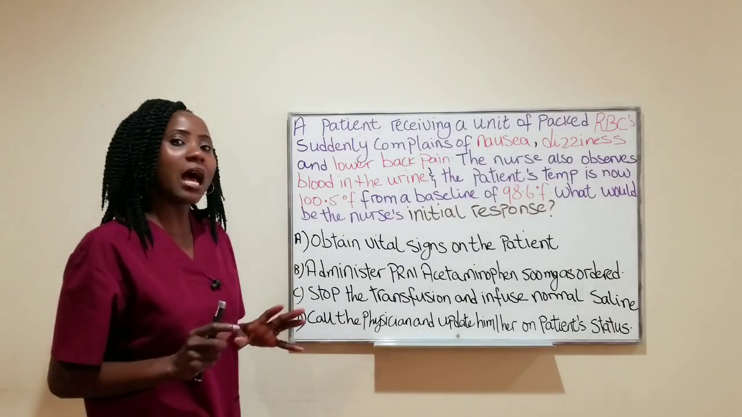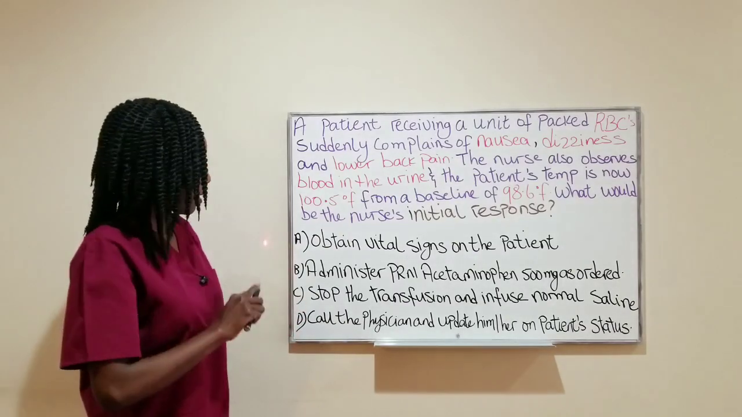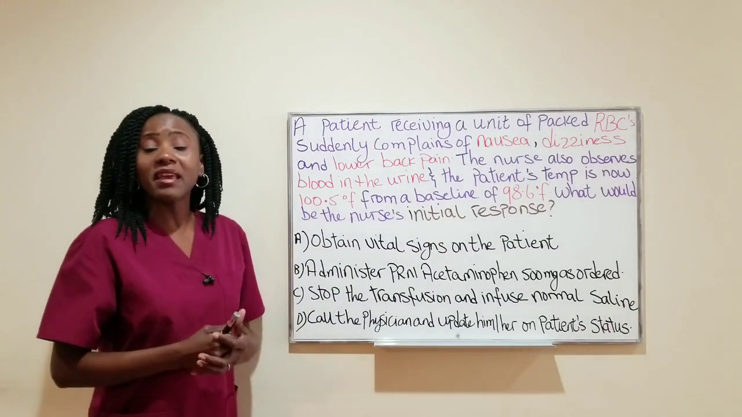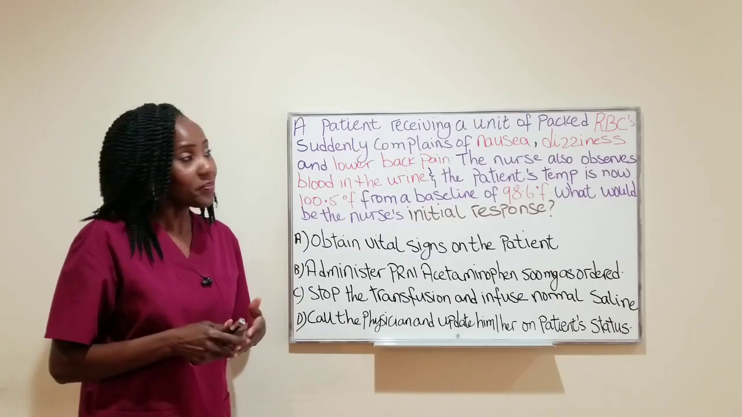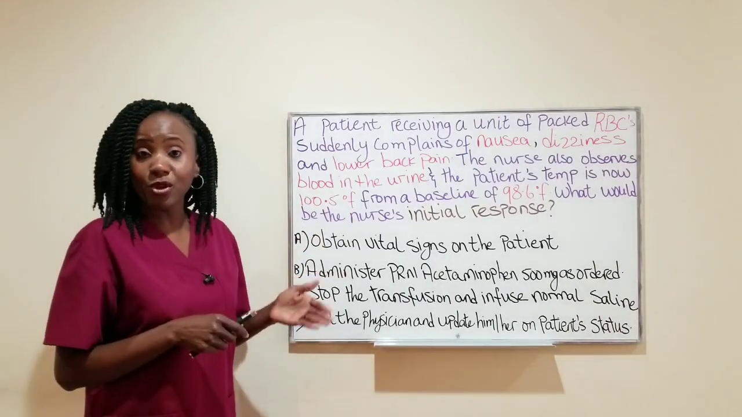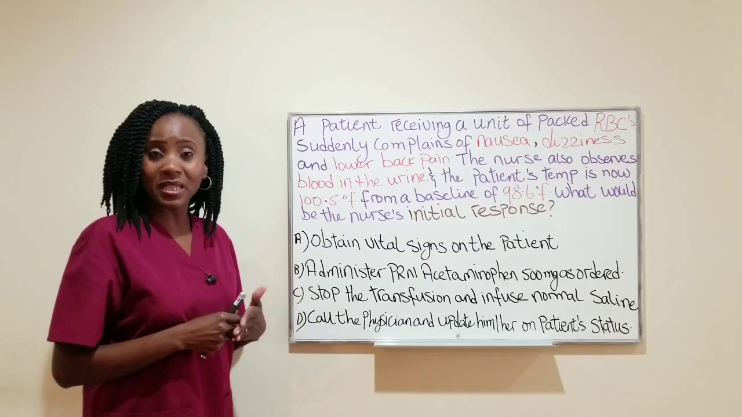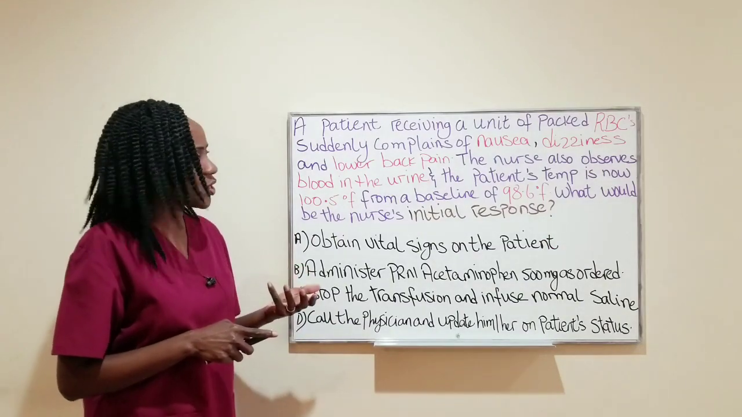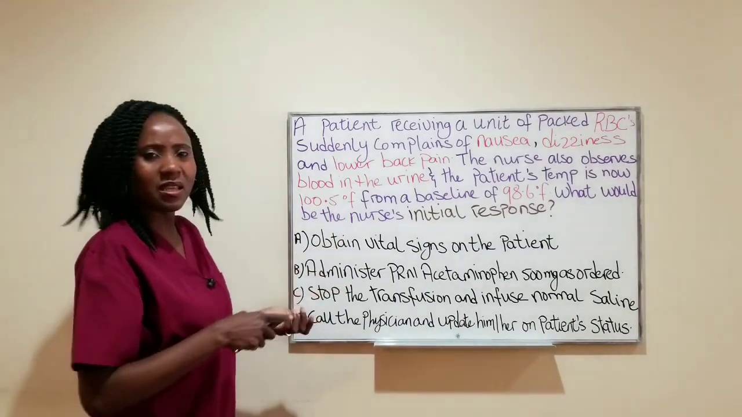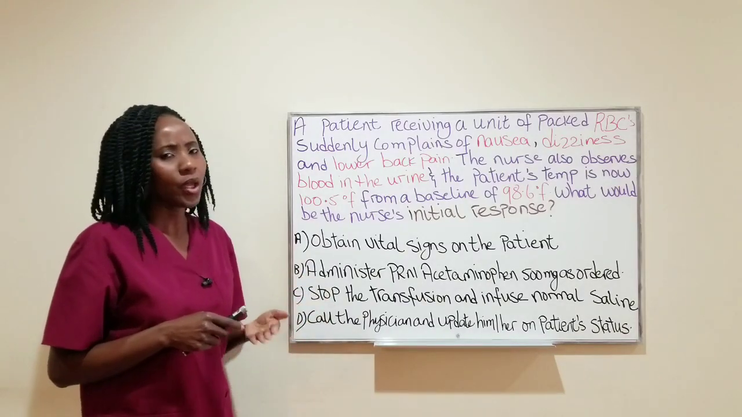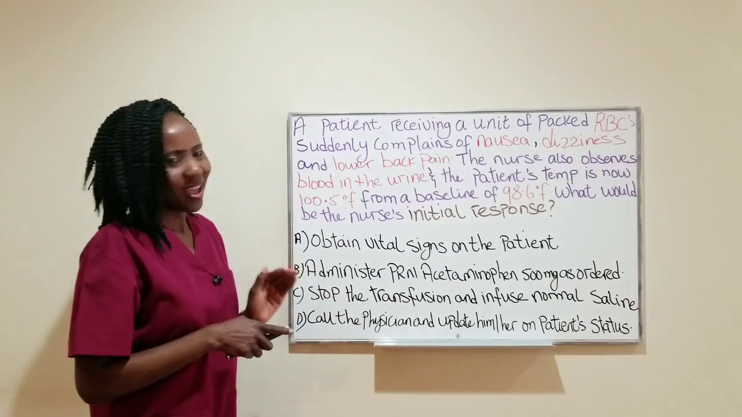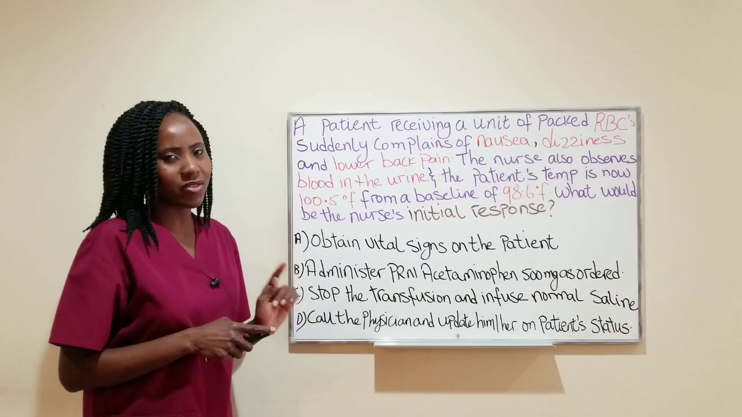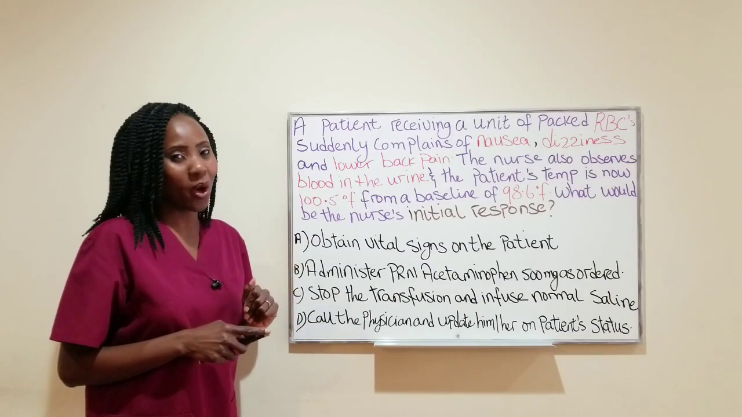So let's go ahead and examine each one individually. So the first one says, obtain vital signs on the patient. Is this something that a nurse wants to do? Definitely. If the patient's condition has deteriorated, you definitely want to obtain vital signs. But would you do this first? Would that be your initial reaction if the patient is experiencing these symptoms? If the patient is having a hemolytic reaction, would that be the first thing that you do? I don't think so. So definitely I would put a check here and say this is not the very first thing that I would want to do.